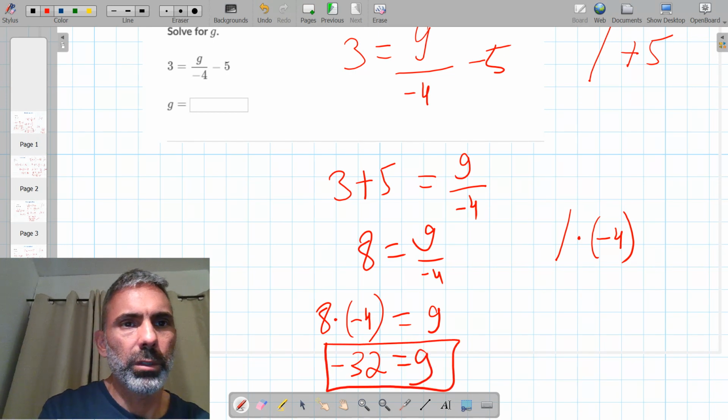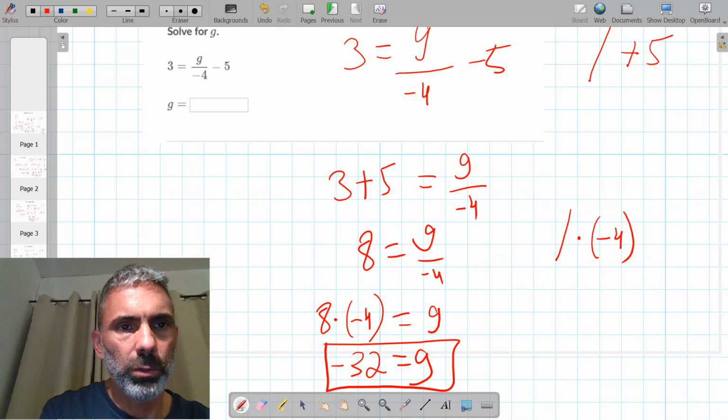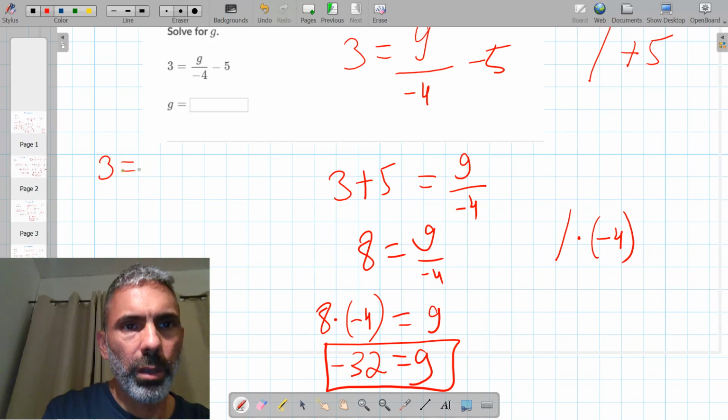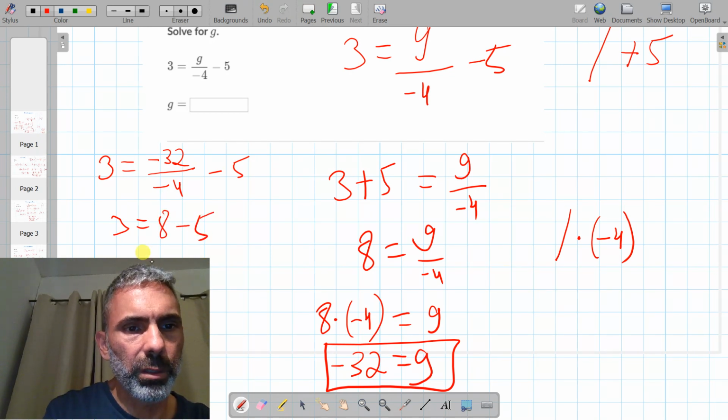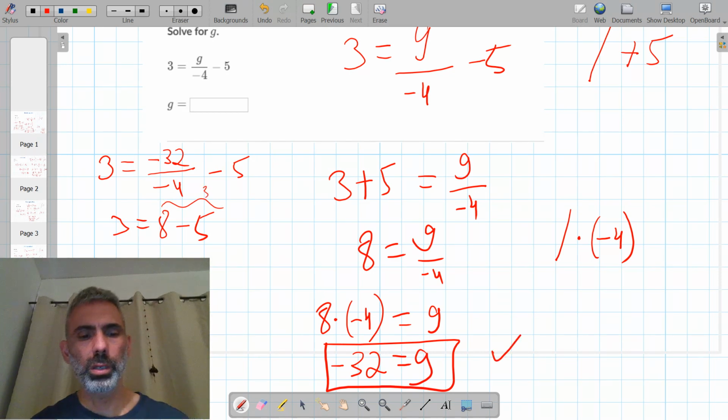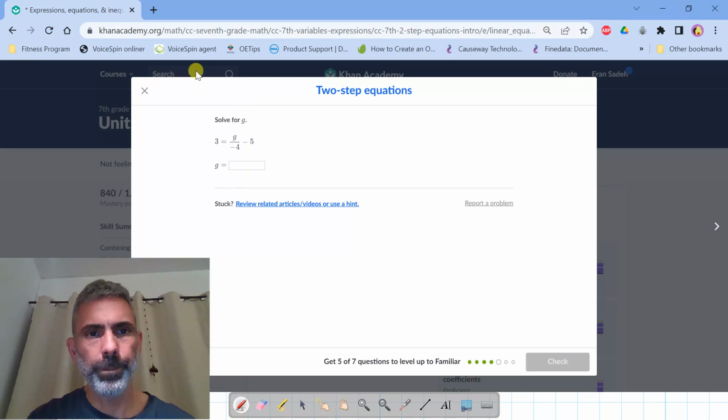G equals minus 32. I plug this result into the original equation, so 3 equals minus 32 divided by minus 4, minus 5. 32 divided by 4 is 8, and because we have a negative in the numerator and denominator, we have 8. 8 minus 5 is indeed 3. So 3 equals 3, which means that g is indeed minus 32.